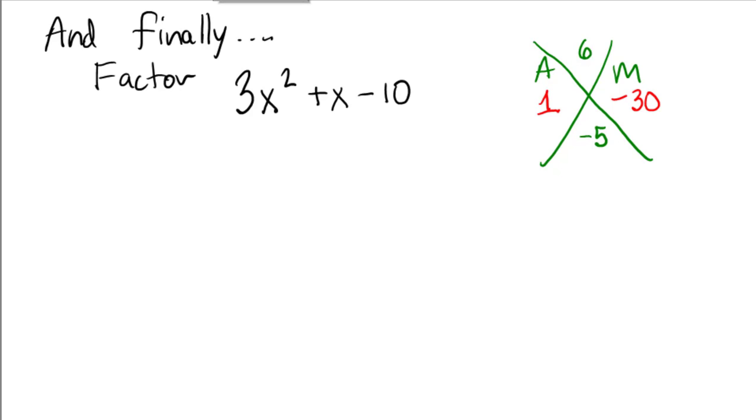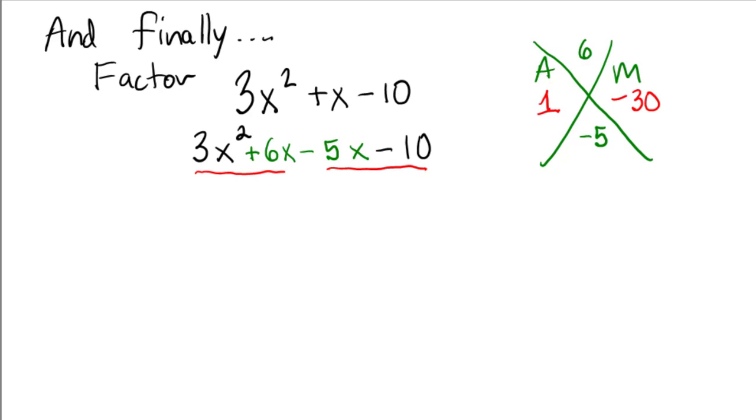So what we can do with that now is we can come over to our factoring problem and write down the 3x and the minus 10. I'm not going to touch those, but because of that 6 and that 5, I'm going to take that plus x and turn it into plus 6x minus 5x. And what this is going to do for me is allow me to approach it by the grouping technique we saw on the last slide.